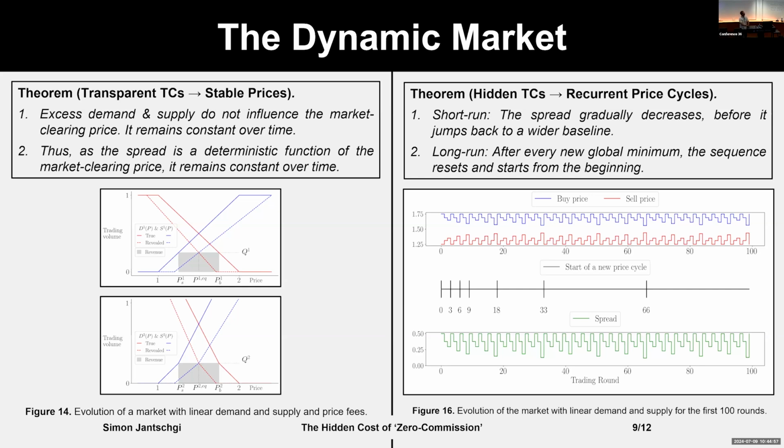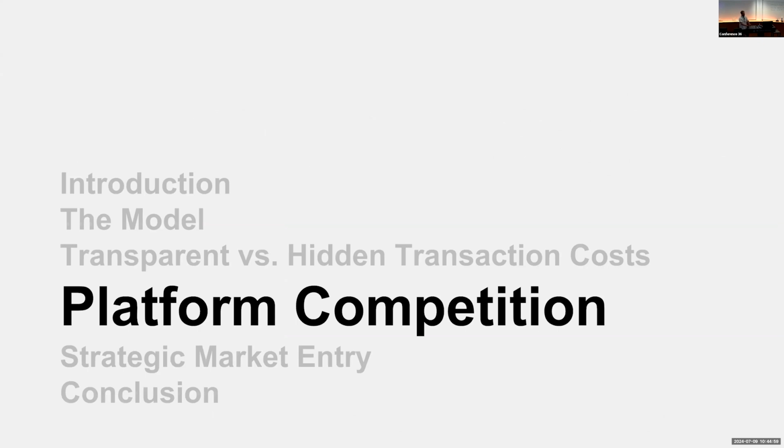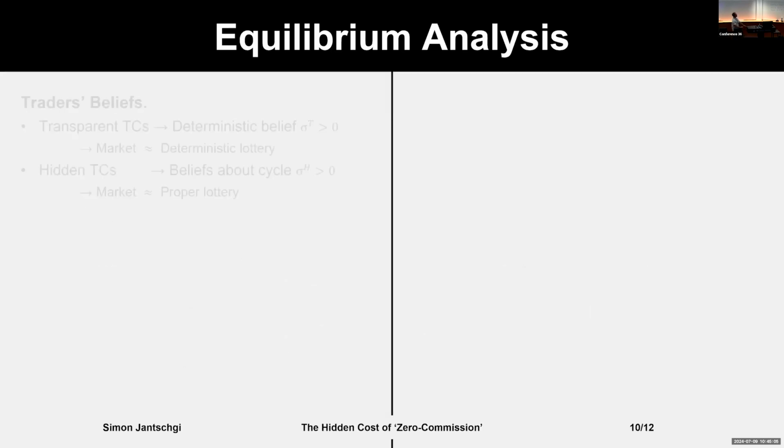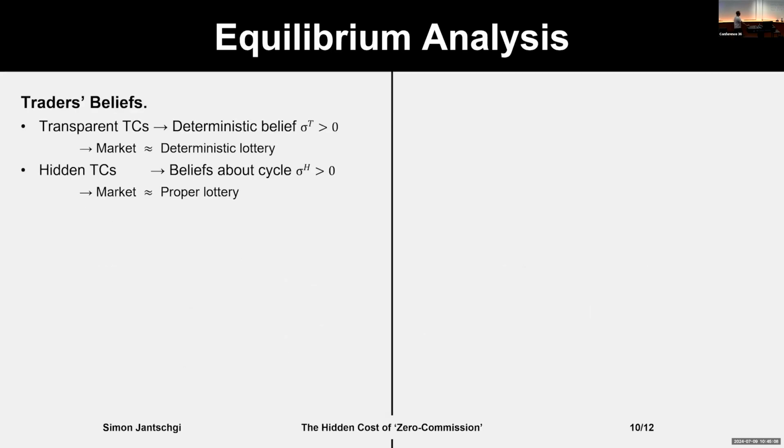So what I'm going to be talking about next is platform competition. From the eyes of a trader, if I were to know about these cycles, which market platform would I choose? And I'm going to assume the traders have some beliefs about the market. For today, I'm going to assume that they know the incoming value distributions of demand and supply. This means for transparent transaction costs, because the spread is going to be stable, they're going to have some deterministic belief, sigma t, about what the spread in the market is going to be.